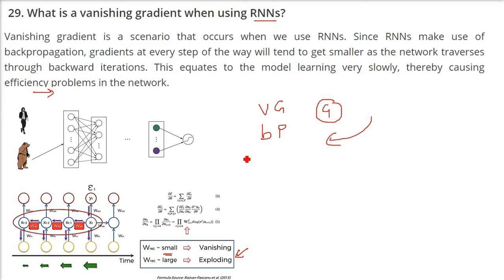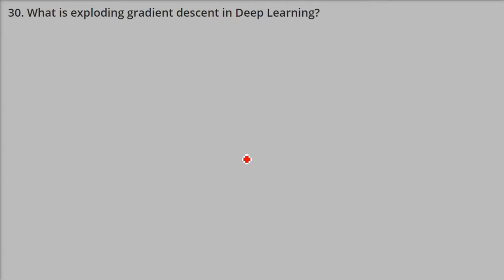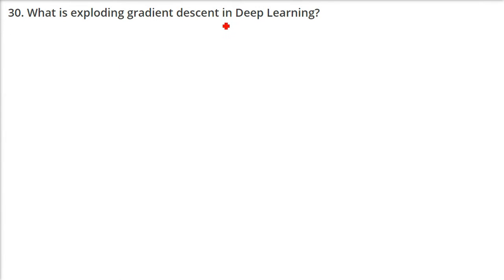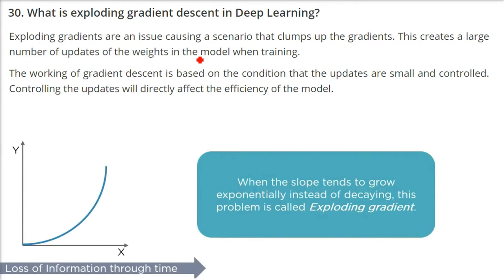One more related question is exploding gradient. Exploding gradient in deep learning. This is an issue causing a scenario that clumps up the gradients. So this creates a large number of updates of the weights in the model when training. When the slope tends to grow exponentially instead of decaying, this problem is called exploding gradient. This is a loss of information through time.